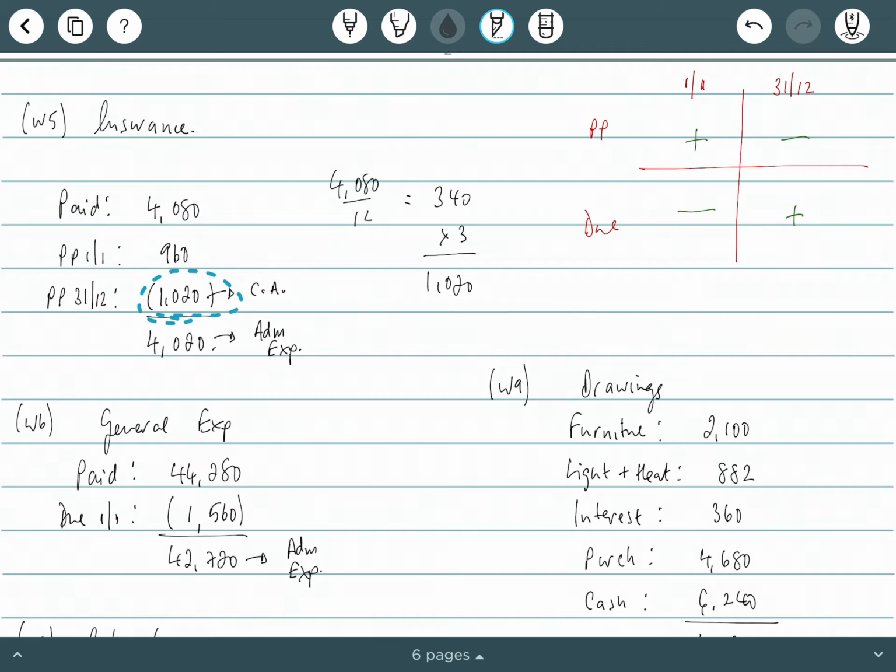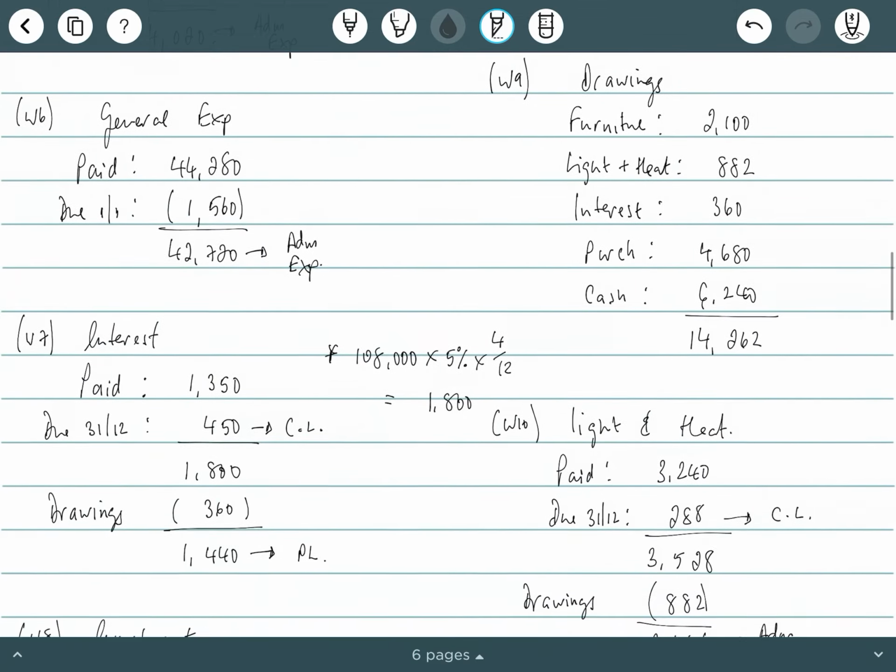The next working from the top down, after the 3 months premises insurance prepaid, is wages due. Wages would be involved in your general expenses. If there is no specific heading for wages, it's always contained in the general expenses. We take general expenses from the question, in cash payments, the second item, €44,280. We had wages due at the beginning of the year, so we take away that 1,560, which gives us 42,720 as your admin expense under general expenses for the year. That was working 6 taken care of.